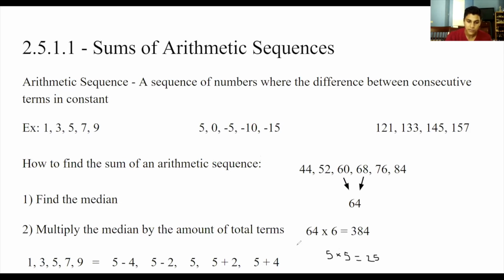And if I actually figure out what it would be if I add these all up in this form, what it cancels out to is 5 minus 4 and 5 plus 4 just cancel out to 5, because the minus 4 and plus 4 cancel out. And then the minus 2 and plus 2 also cancel out. So really, I'm just adding 5 times, which is why when you multiply the median by the total amount of terms, you're going to find the sum of the entire arithmetic sequence, because the entire arithmetic sequence is evenly based around the median.